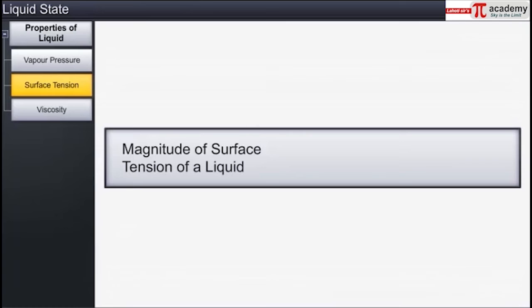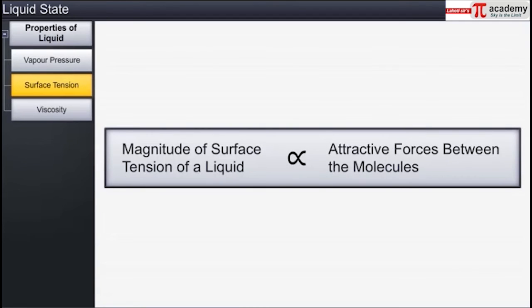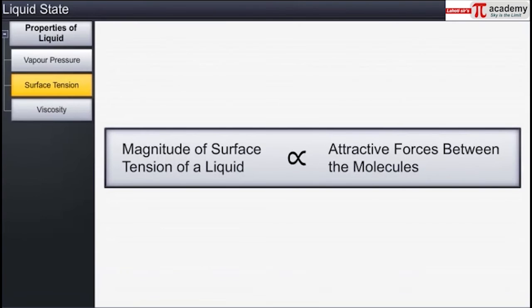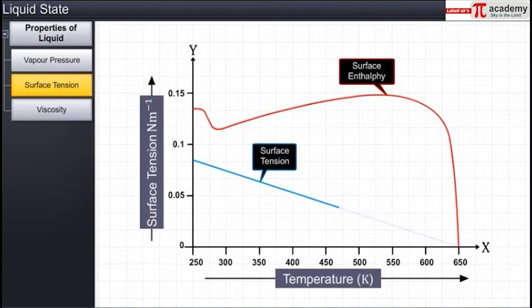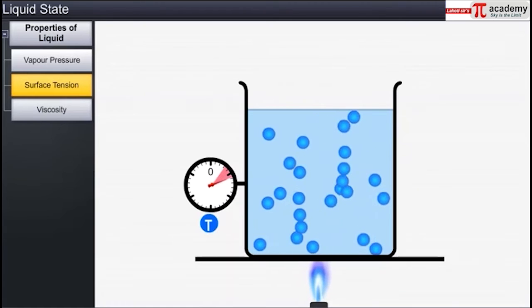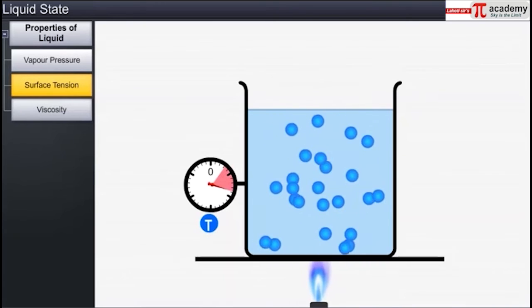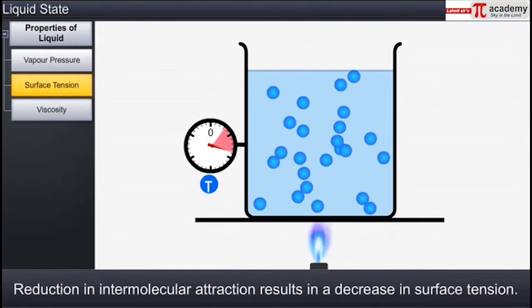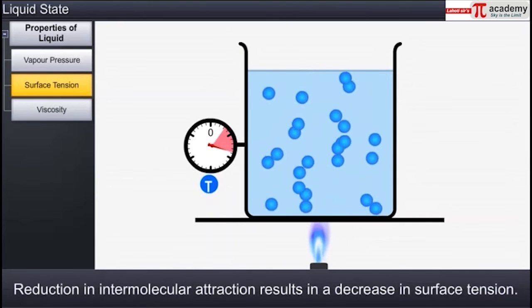The magnitude of the surface tension of a liquid is directly proportional to the attractive forces between the molecules. This implies that the larger the attractive force, the higher the surface tension of a liquid. Surface tension decreases with an increase in temperature. This is because at higher temperature, the kinetic energy of the molecules increases. This reduces the intermolecular attraction, resulting in a decrease in the surface tension.